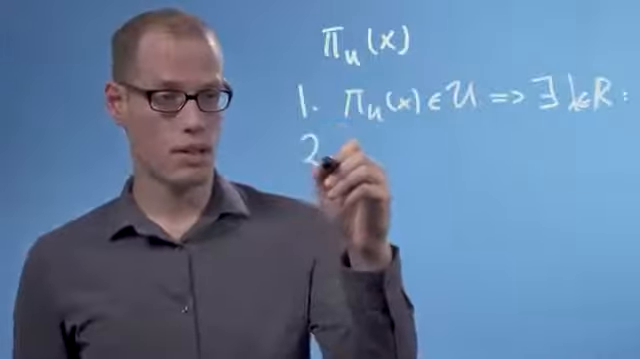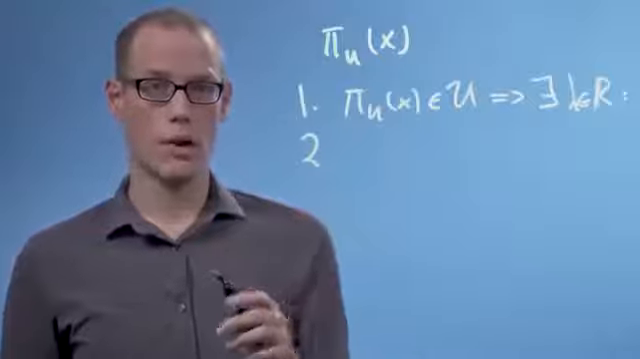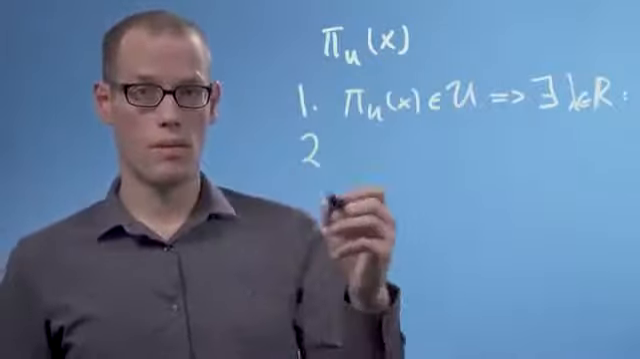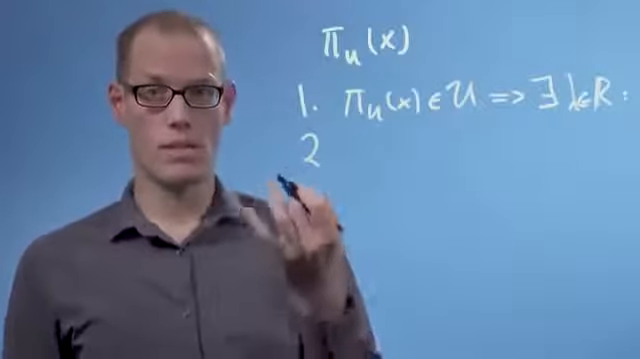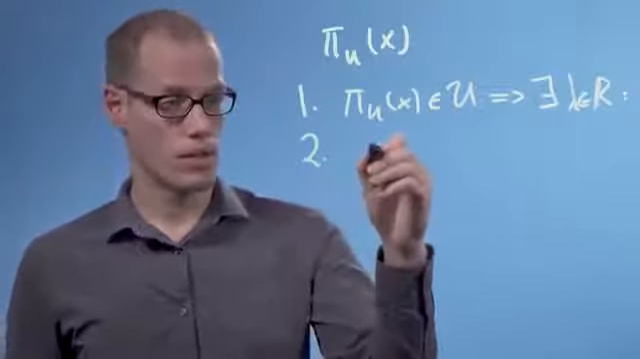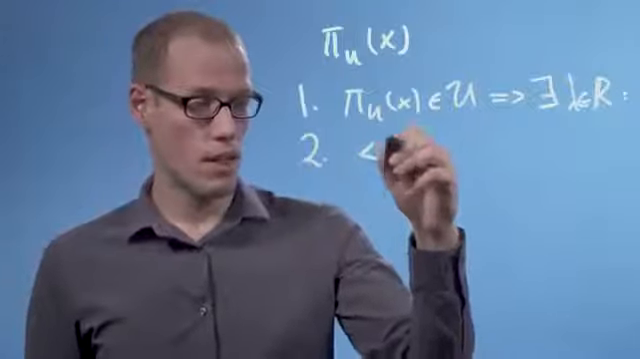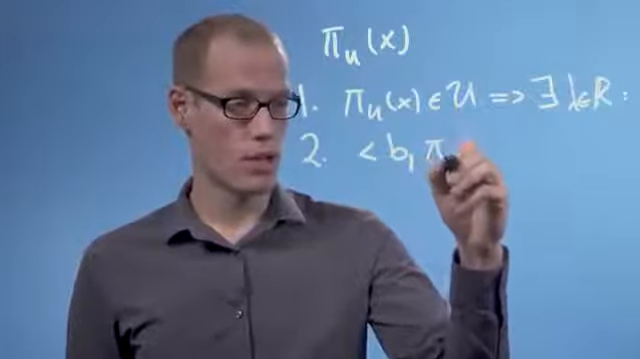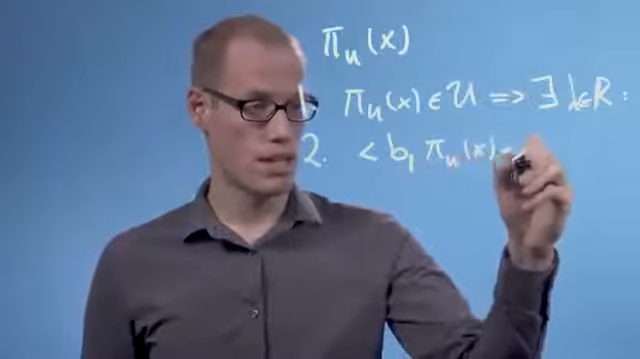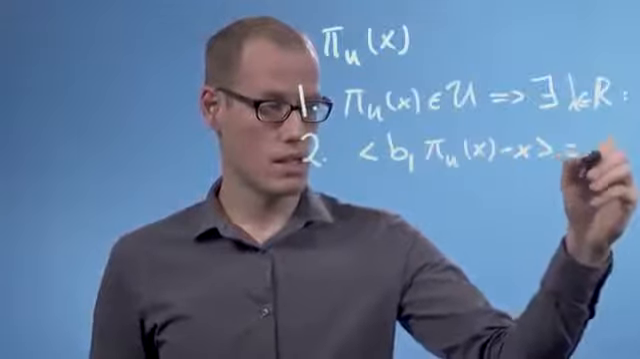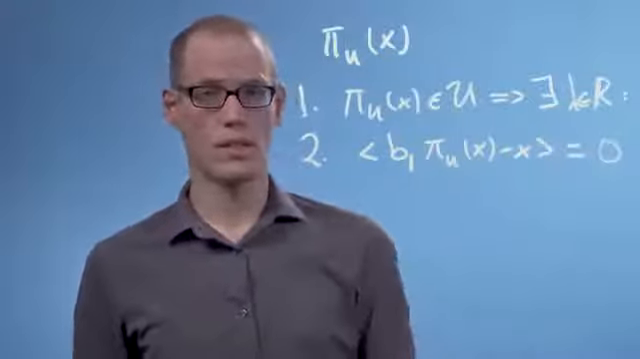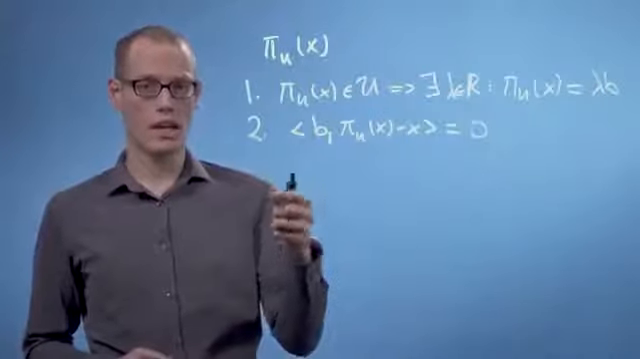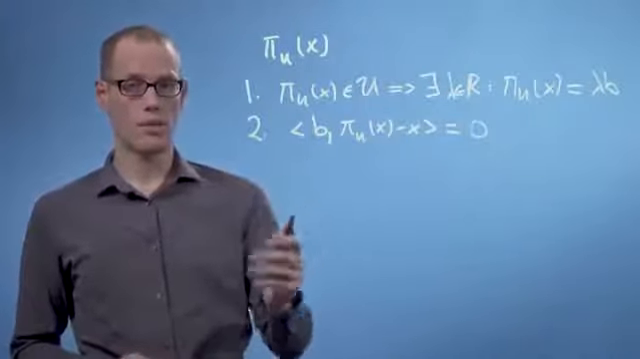The second property is that the difference vector of x and its projection onto U is orthogonal to U. That means it's orthogonal to the basis vector that spans U. So the second property is that the inner product between b and the difference between pi u of x and x is 0. So that's the orthogonality condition. These properties generally hold for any x in Rd and one-dimensional subspaces U.